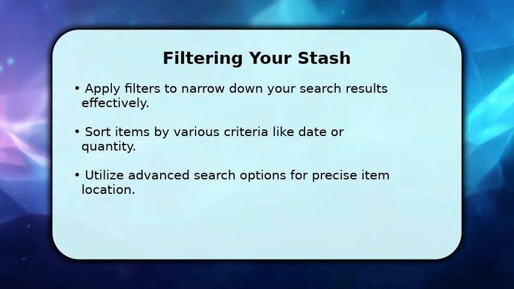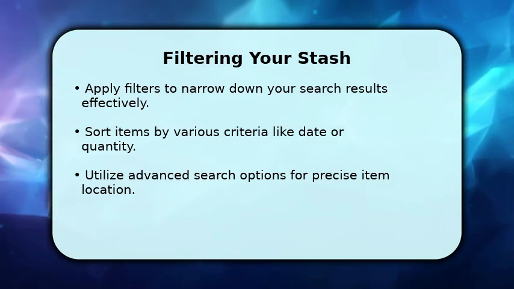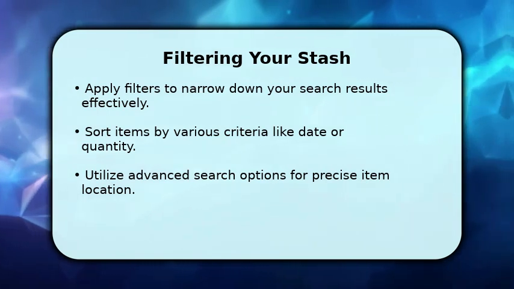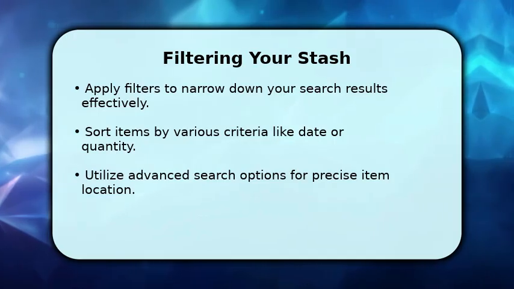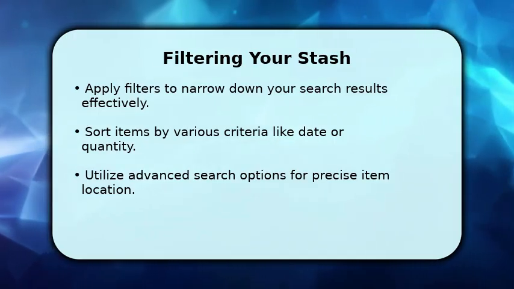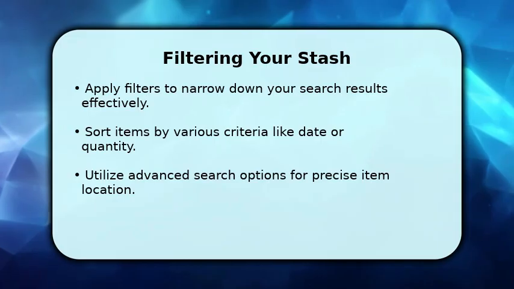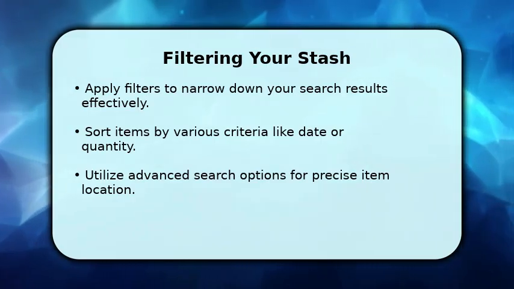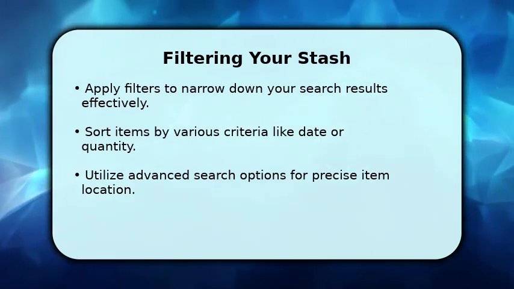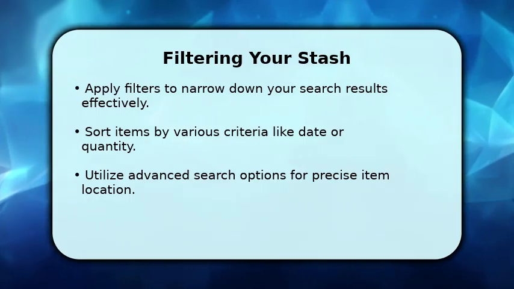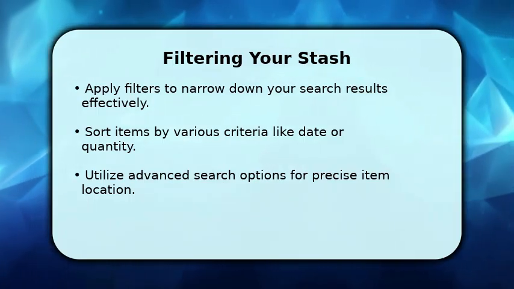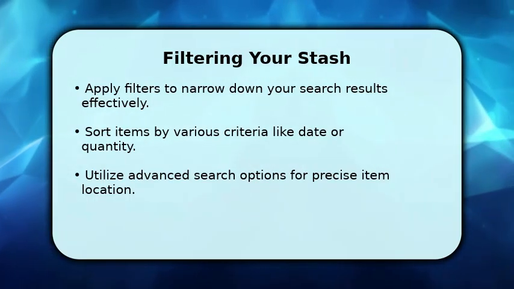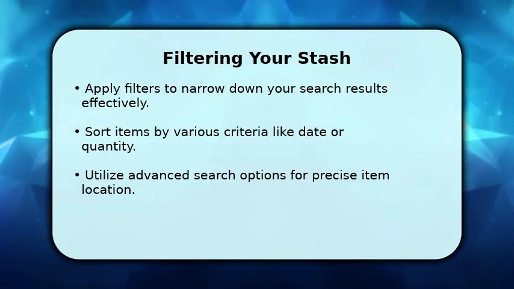Once you have your initial search results, it's time to refine them. Look for the filter option, usually represented by an icon. Here, you can select categories such as tools, craft supplies, or documents. You can also sort your findings by criteria like date added or quantity available. This helps you quickly pinpoint the exact item you need, even if you have many similar entries in your stash.